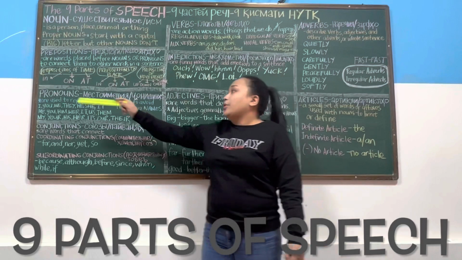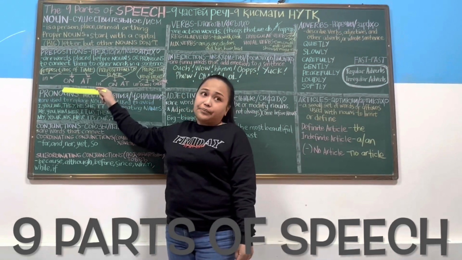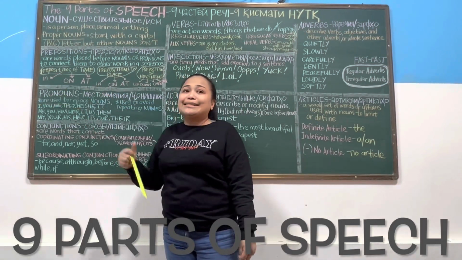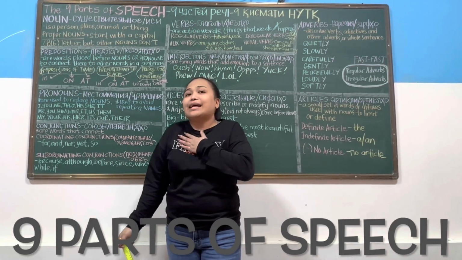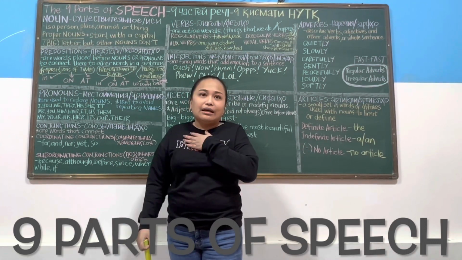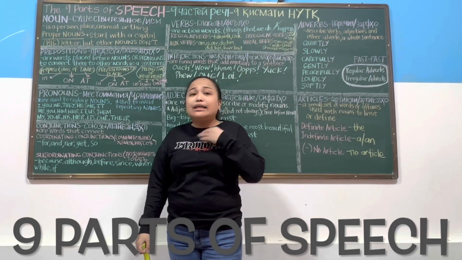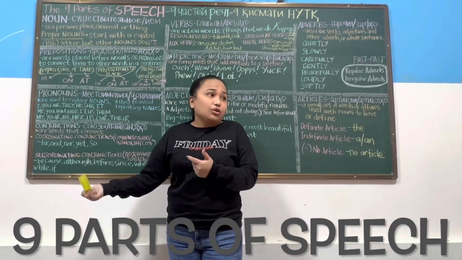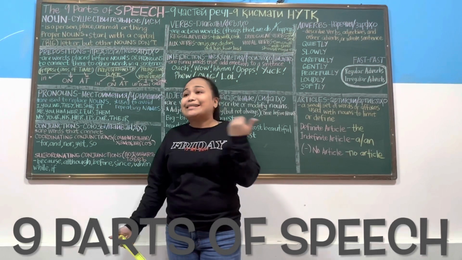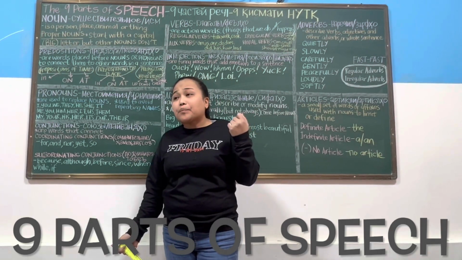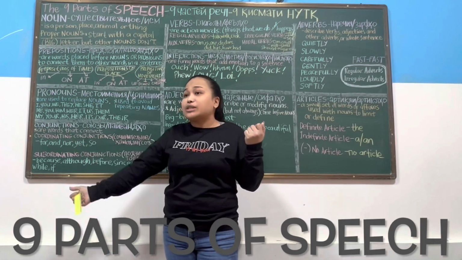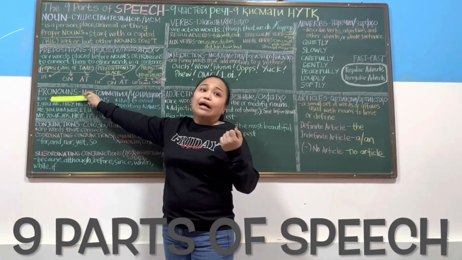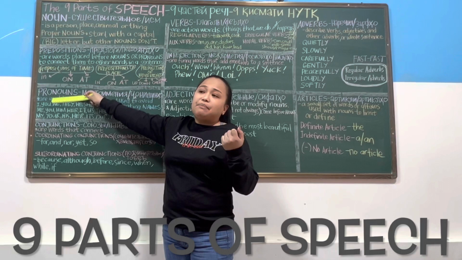Okay, pronouns. Pro means за. Example, I am pro-America. Я за страну America. Or, I am pro-Hannah. Pro means за. Okay? Pronouns.